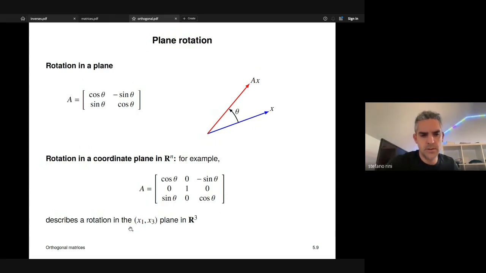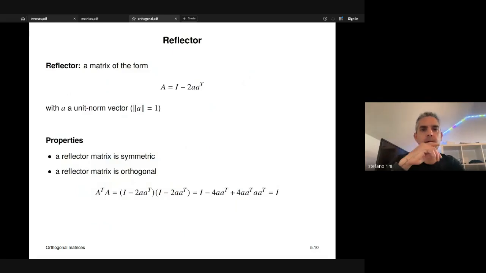So, for example, this rotation in R3 here means that coordinate 2 is left unchanged, but coordinate 1 is rotated. So you're rotating on the 1,3 plane, right? So if this is your x, y, z, whatever, you're just rotating on a hyperplane there.